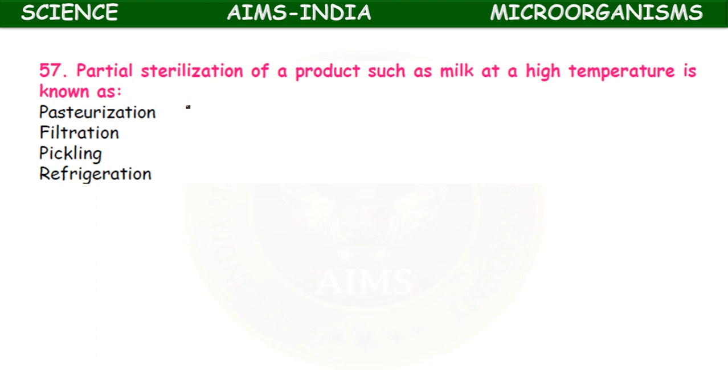Next, partial sterilization of a product such as milk at a high temperature is known as pasteurization, filtration, pickling, refrigeration. So, it is the pasteurization which was introduced by Louis Pasteur. Okay, it is the technique to preserve the milk and which can kill the harmful bacteria only. Okay.